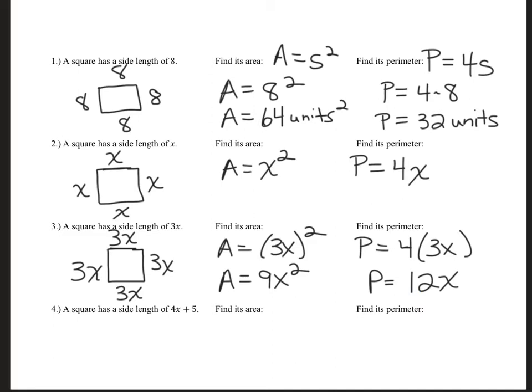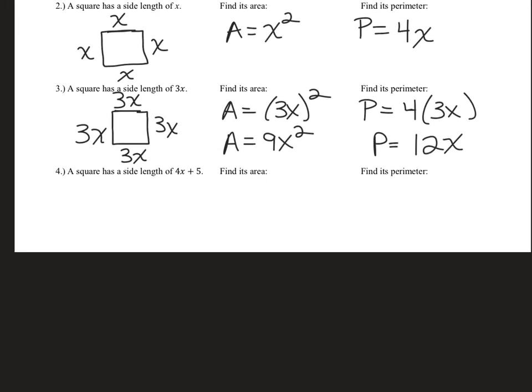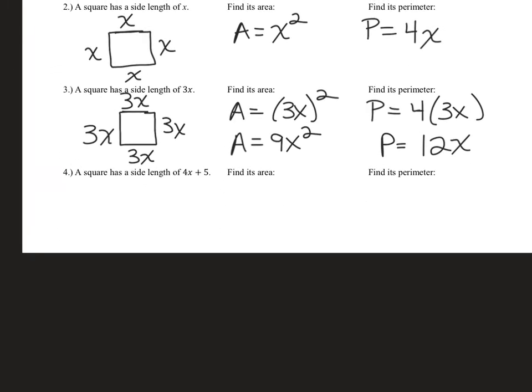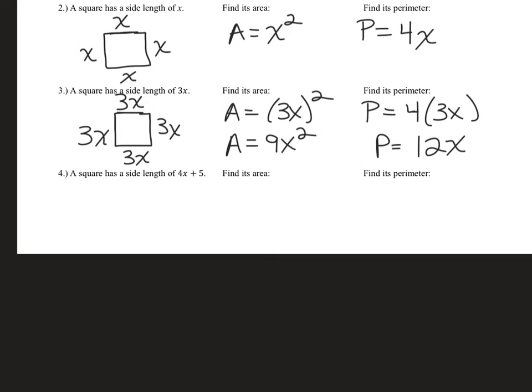You also, of course, could just be thinking through 3x times 3x is 9x squared, and 3x plus 3x plus 3x plus 3x is going to give us 12x. So now taking a look at the fourth one. If you did the fourth one on your own, great. Let's just see if you did it correctly. Area gets tricky here because if you're thinking about the area of a square, all of these sides are 4x plus 5. So if I'm finding the area and I'm using the formula, you're doing 4x plus 5 squared.